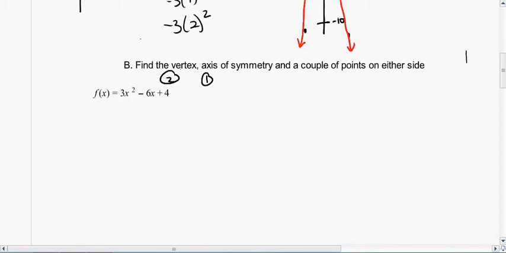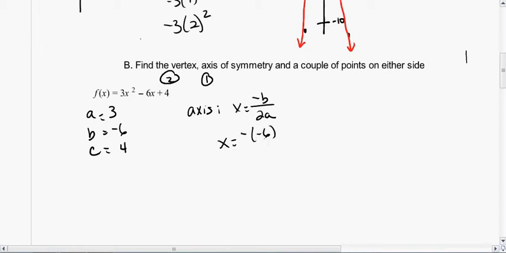So when I'm using the axis of symmetry and the vertex, I definitely need an A and a B and a C identified. So the A is 3, the B, or the linear term coefficient, is -6, and C, the constant term, is 4. The axis of symmetry uses the equation x equals the opposite of B over 2 times A. So I'm just plugging the values in. The opposite of -6 over 2 times 3. -6 is +6.